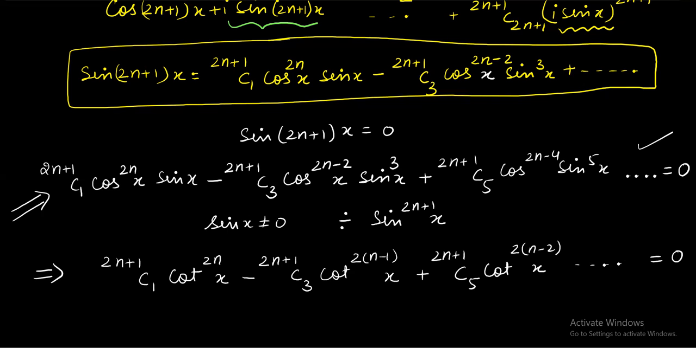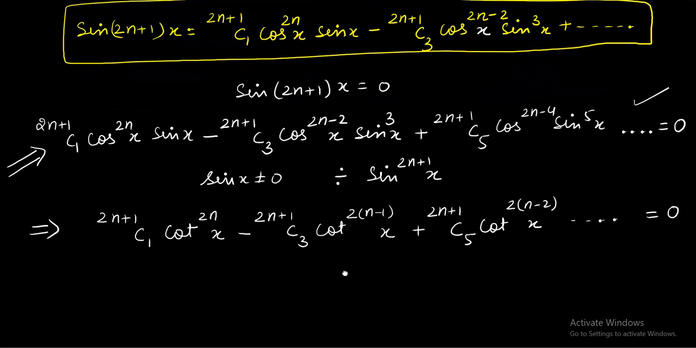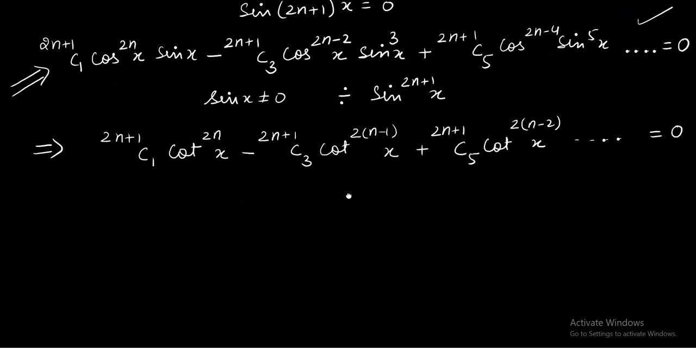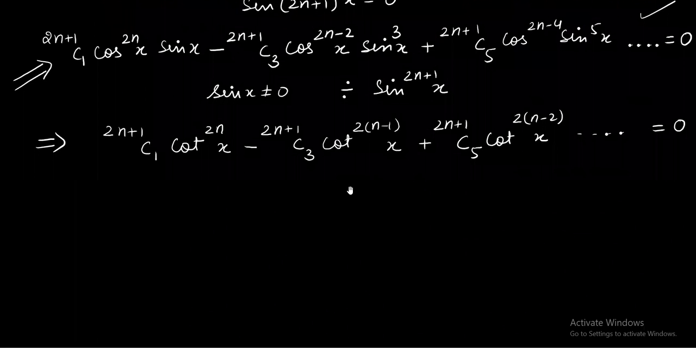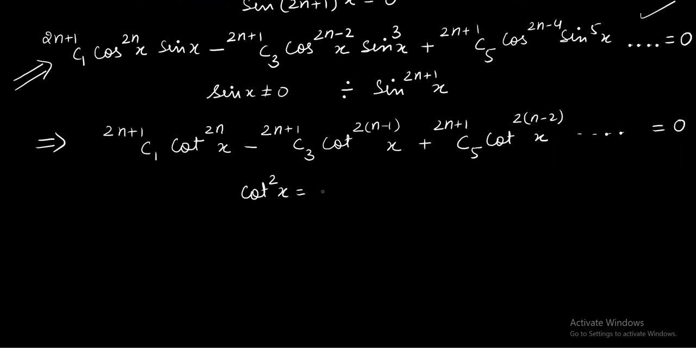So here is the equation that we wanted. We have an equation in terms of cot. But I cannot apply the theory of equations to a trigonometric equation, so I'm going to convert it into polynomial form. For that, the simple substitution that we are going to make use of here is cot square x equals y. Fine. So let us keep cot square x equals y.